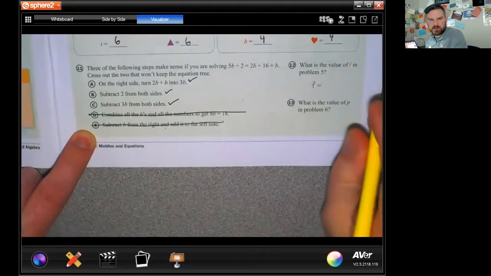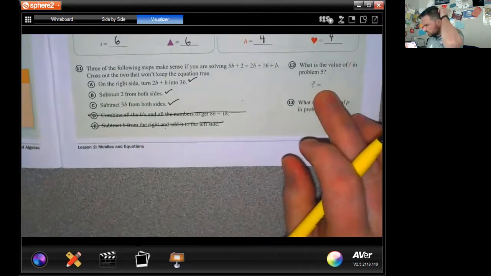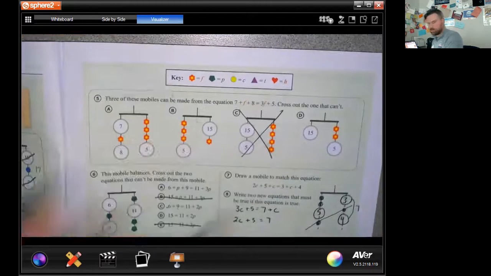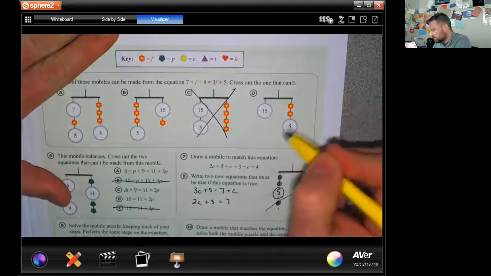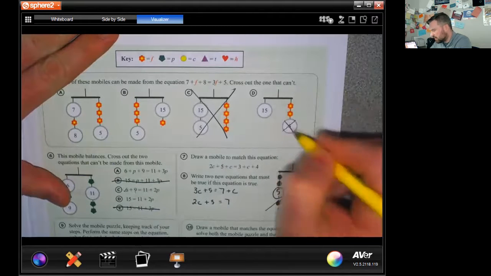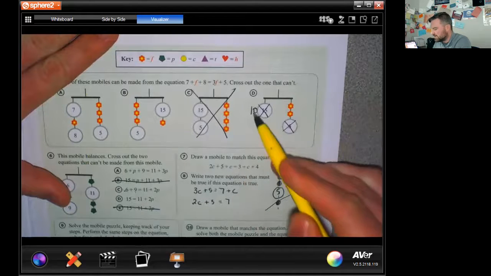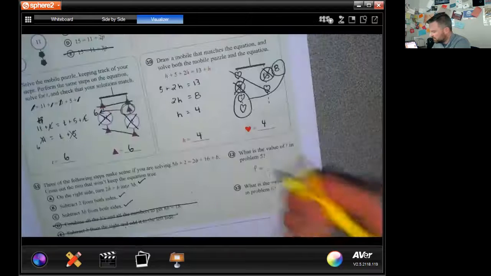What is the value of f in problem 5? Okay, so we're going up here to problem 5, and we can use any one of these to help us. I'm going to use this one because it has the least number of flowers. Okay, so if I cancel, I got 5 over here and 15 over here. If I get rid of these 5, I have to get rid of 5 over here. So now I have 10 left over. If 10 equals 2 flowers, then 1 flower would just equal 5. So f is 5.